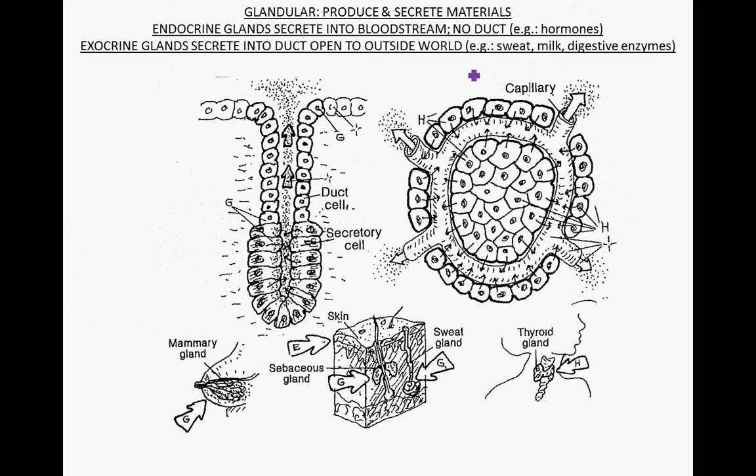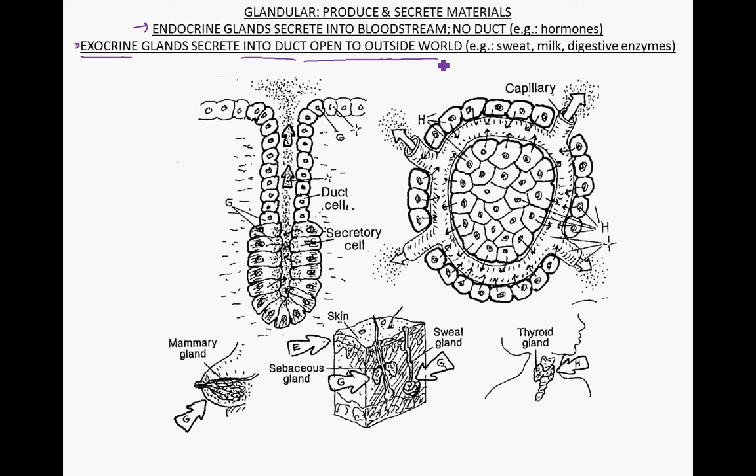So when we look at these glands, there's going to be 2 different flavors of glands. We have endocrine glands and exocrine glands. The endocrine glands secrete into the bloodstream, not a duct. We'll do those in a second. Let's do the one that's a little more obvious first. Exocrine glands secrete into a duct that's open to the outside world.